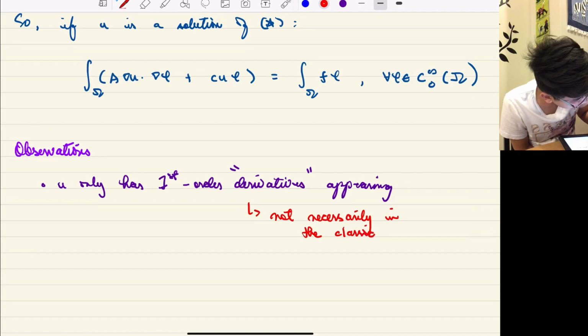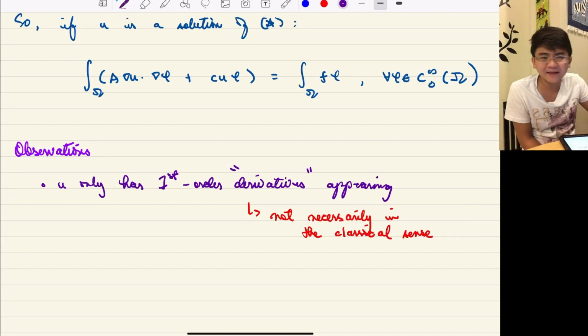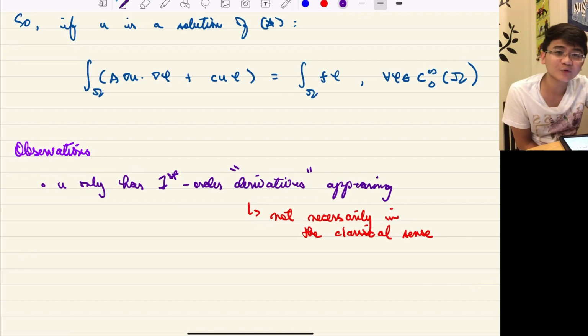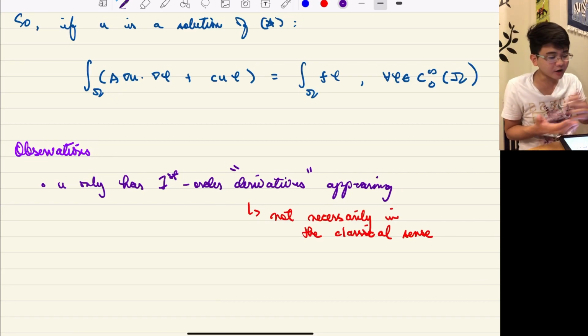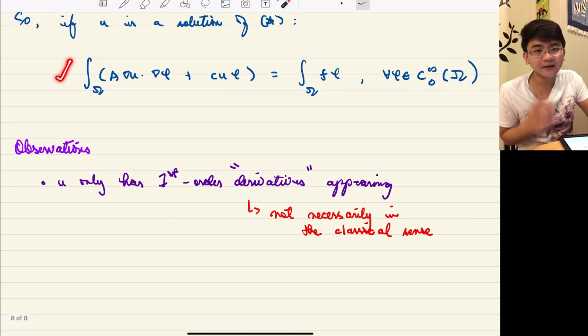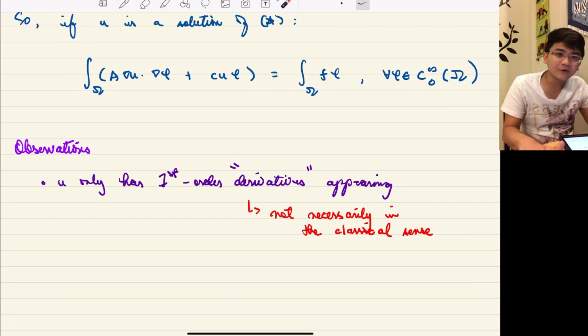And what do I mean here? I hope I didn't make it quite confusing because I said that u is a solution to equation star. Okay, so let's backtrack for a bit. If u is a solution to star, I know that u would solve this. Now, let's just look at this equation.